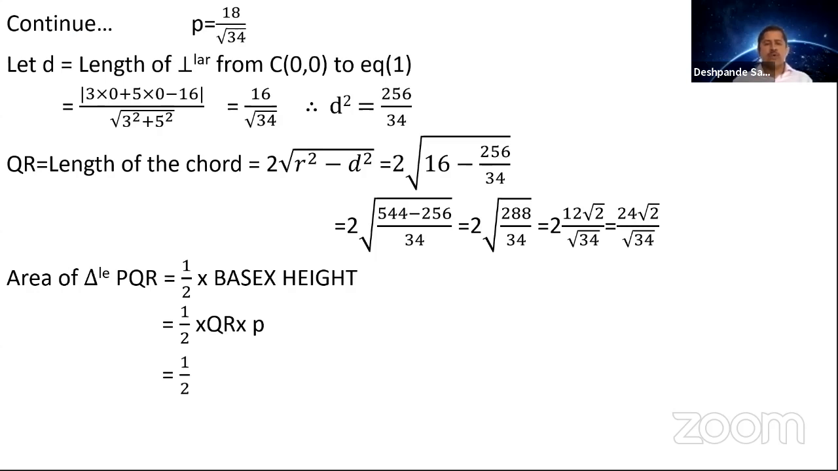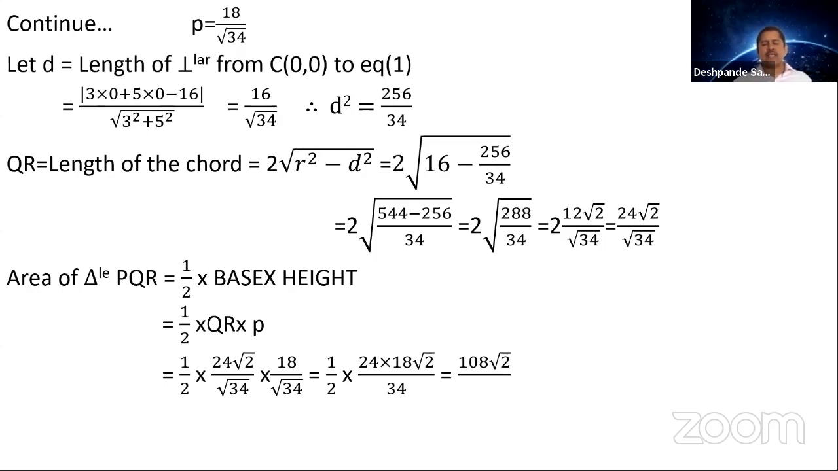So half into QR is 24 root 2 divided by root 34 into 18 divided by root 34. So you got root 34 twice. So 1 by 2 into 24 into 18 into root 2 by 34. So you can cancel off one of the twos. So you get the answer as 108 square root of 2 divided by 34 square units.